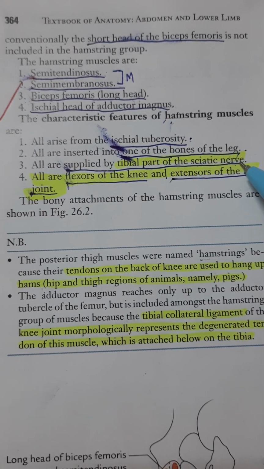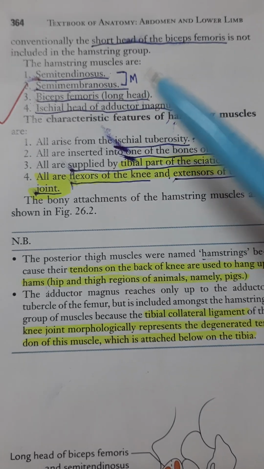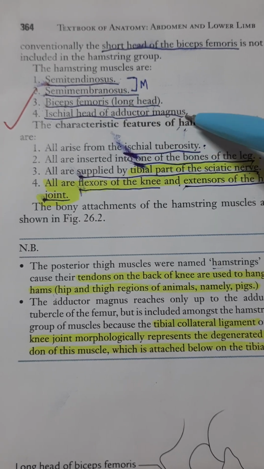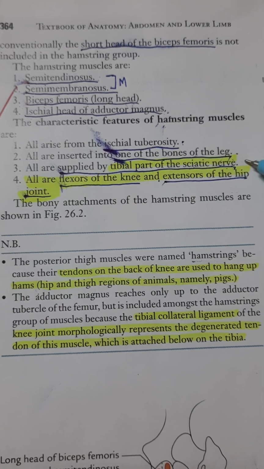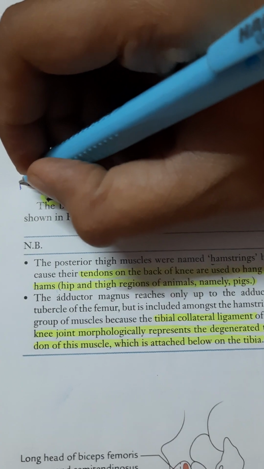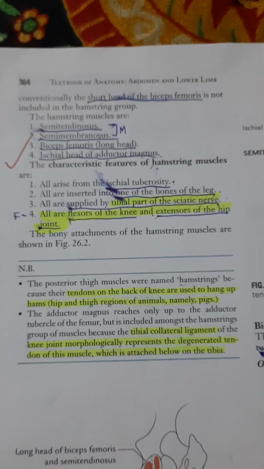The sciatic nerve has two divisions, that is the tibial nerve and the common peroneal nerve. So all the hamstring muscles, that is semitendinosus, semimembranosus, biceps femoris long head and ischial head of adductor magnus, are supplied by the tibial part of the sciatic nerve, and all are flexors of the knee. So this is their function. All are flexors of the knee and they are extensors of the hip joint.